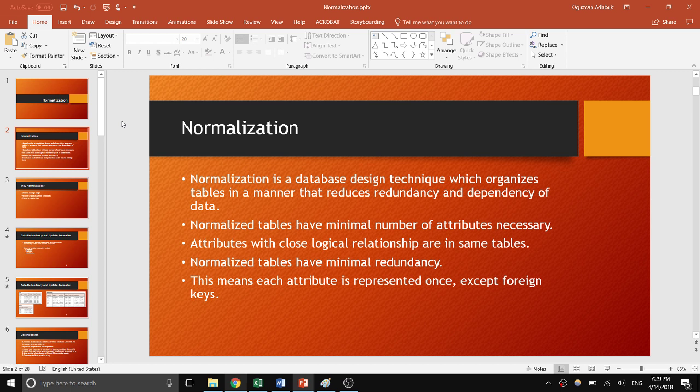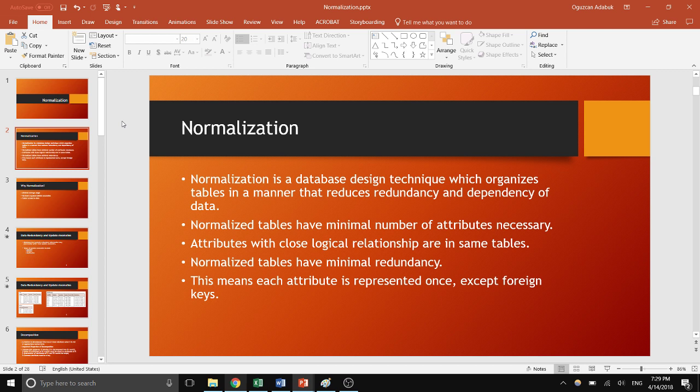And normalized tables have the minimum number of attributes necessary. You don't have more than the amount of attributes you need. Okay, so you break it down to minimum number of attributes. And attributes that are closely related in a logical sense are put in the same tables. So you're trying to get more cohesive relationships this way.